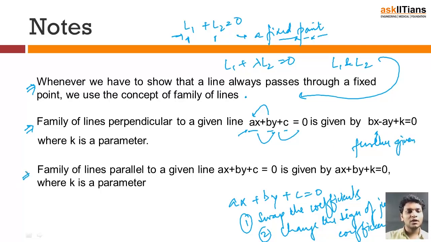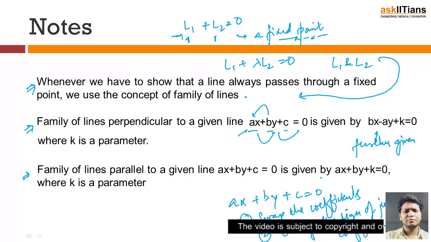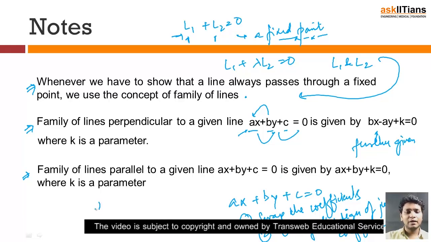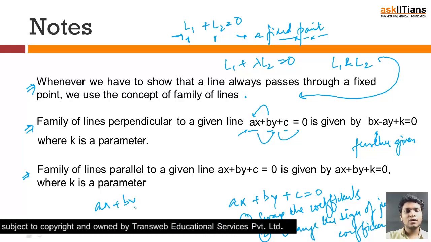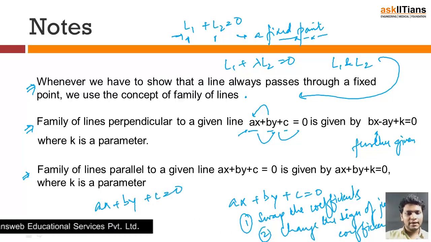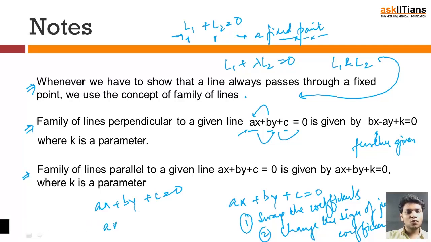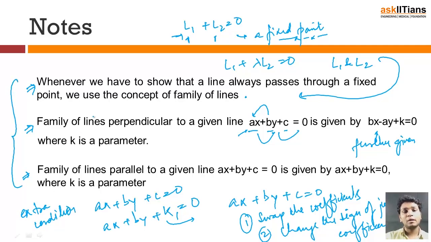And the third one is the family of lines parallel to a given line ax plus by plus c equal to 0. As this is parallel, for parallel lines you need not do anything, just take down the coefficients along with the variables as they are, but the constant part is going to change depending upon the extra condition that is being given. See, this is the finalized output of family of straight lines.